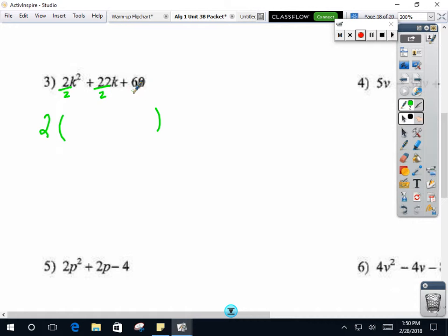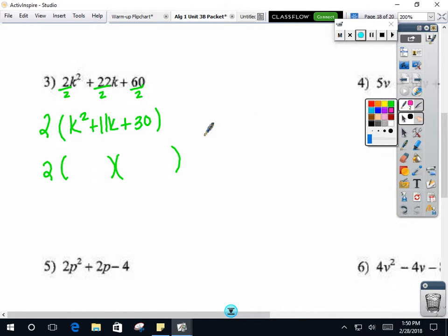Now, when you factor it out, you're dividing it out, because it's the opposite of distributing. We're taking it out, and so we do the opposite of multiplication, which is division. 2k squared divided by 2 is just 1k squared. 22k divided by 2 is 11k. And then 60 divided by 2 is 30. So now that we've factored out that 2, which is still part of our answer, it just goes on the outside, we now have a trinomial that can be factored by looking for the b and the c.